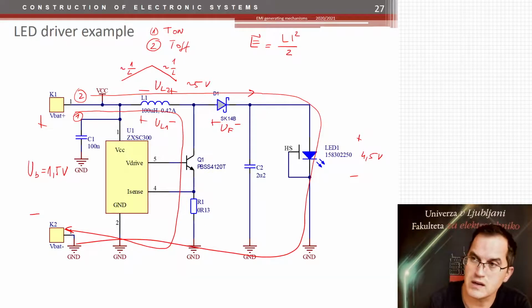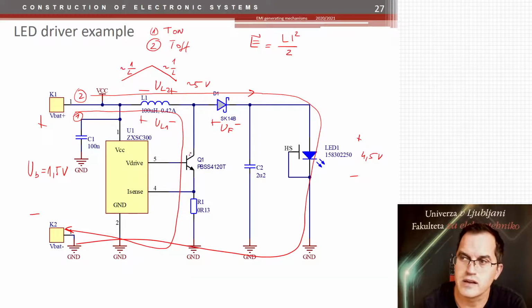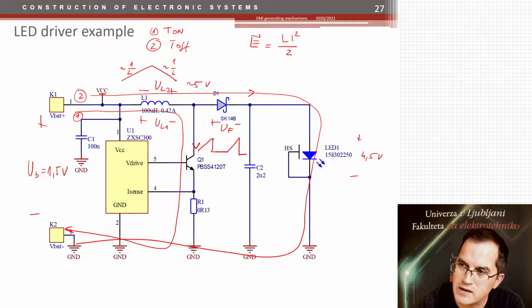Well, what about the current through the rest of the parts? The current through the transistor will rise up, and when the transistor turns off, it will immediately drop to 0. Then it will be 0 for some time, and then it will rise up again, like that. The transistor is a switching device. Therefore, it has very, very fast switching parts.